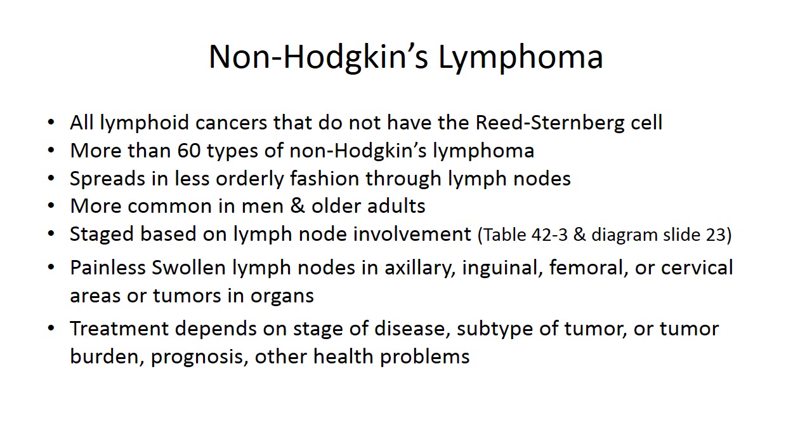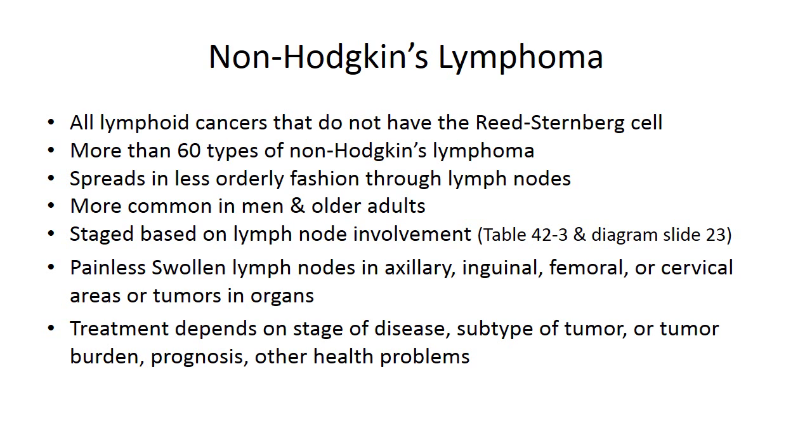Non-Hodgkin's lymphoma actually has more than 60 types of this disease process. All lymphoid cancers, so all cancers that affect the lymphatic system that do not have the Reed-Sternberg cell, are referred to as non-Hodgkin's lymphoma. It spreads in a less orderly fashion through the lymph nodes, and it's more common in men and older adults versus our younger population in Hodgkin's lymphoma.